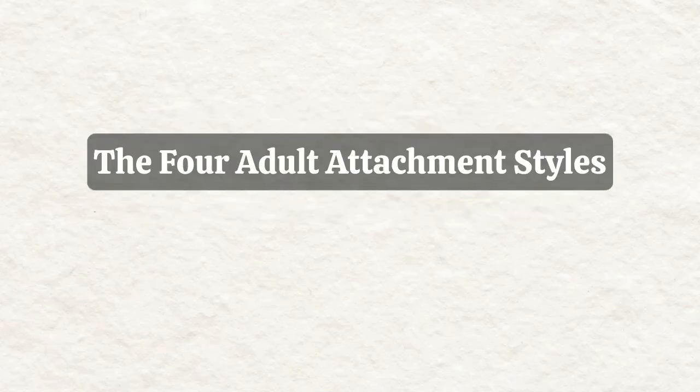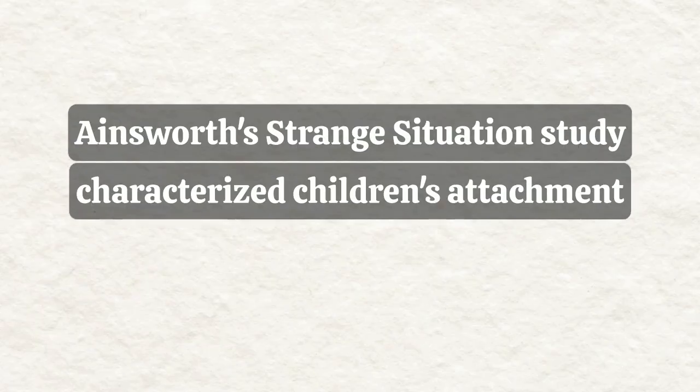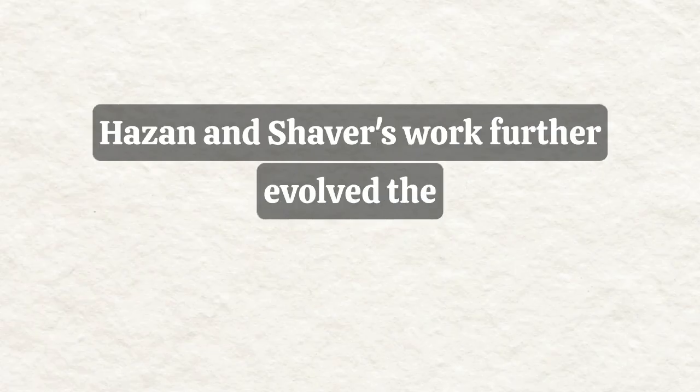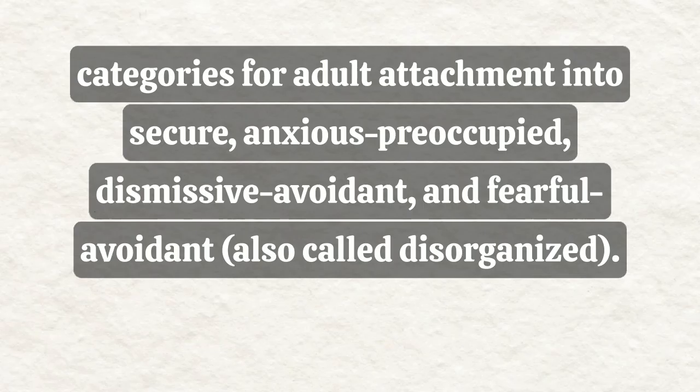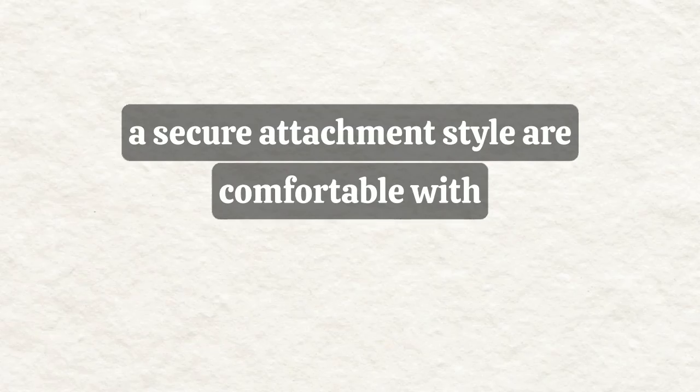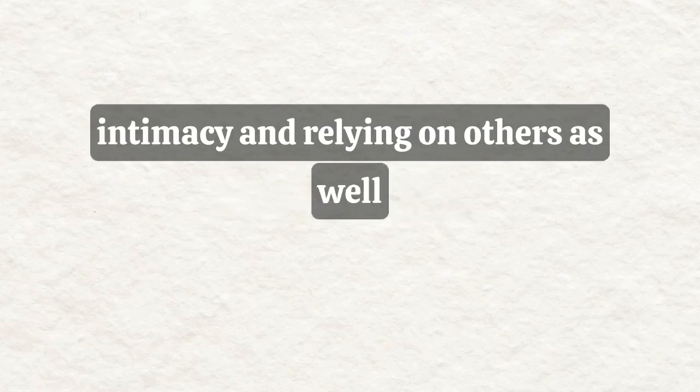The 4 adult attachment styles. Ainsworth's strange situation study characterized children's attachment patterns as secure, anxious, or avoidant. Hazan and Shaver's work further evolved the categories for adult attachment into secure, anxious preoccupied, dismissive avoidant, and fearful avoidant, also called disorganized.